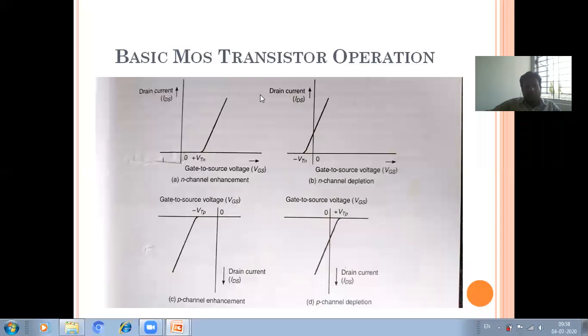So the most commonly and most preferable is the N channel enhancement, because here you can observe that the relation between the drain current and the VGS shows linearity. This is the threshold voltage, and here it is denoted by VTN. Why is it denoted by VTN? Because it's an N type, N channel enhancement. For a P channel enhancement, that is VTP.